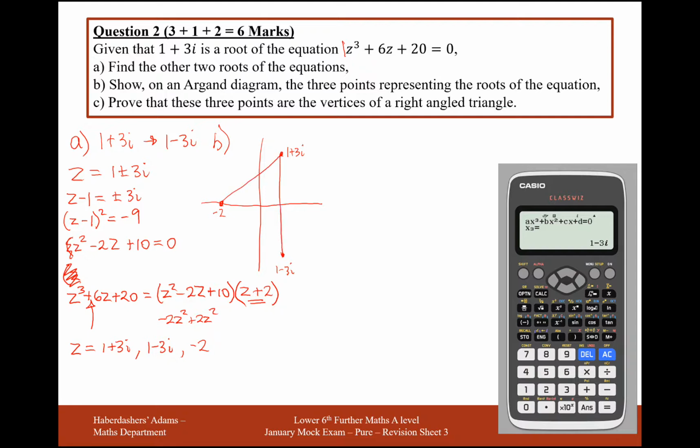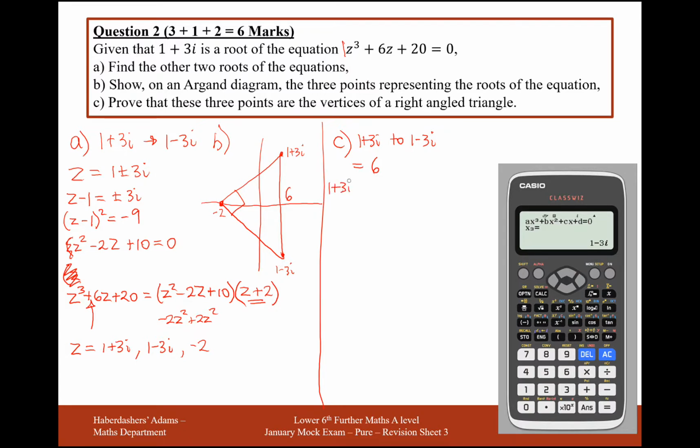So this triangle here is right-angled. I assume the right angle is here. So what I'm going to do is work out all of these distances using the formula for the distance between two coordinates, and then hopefully Pythagoras' theorem will work on this formula. So from 1 plus 3i to 1 minus 3i, the difference here is just going to be a distance of 6.